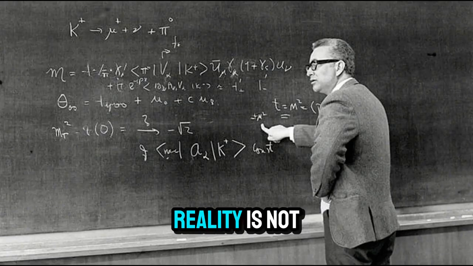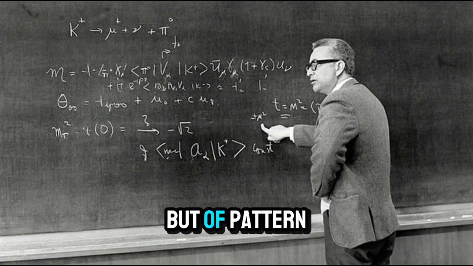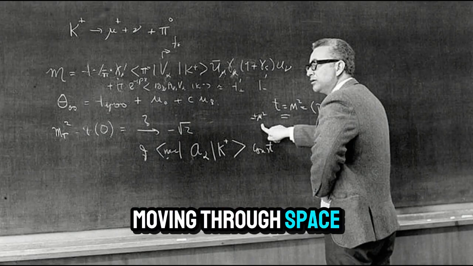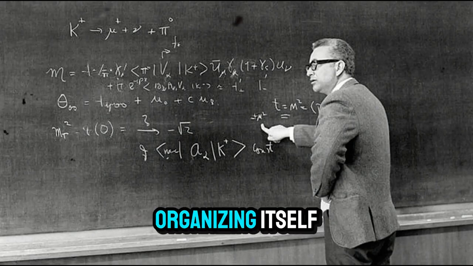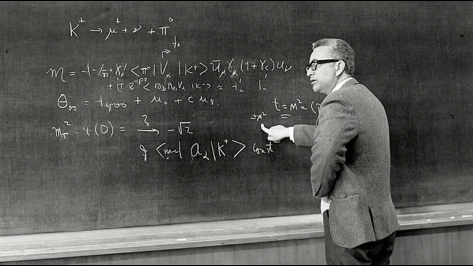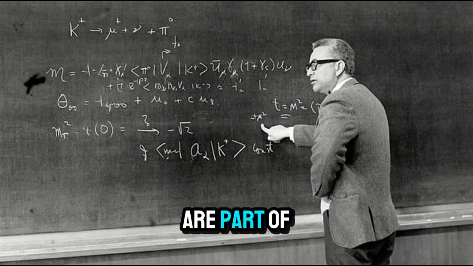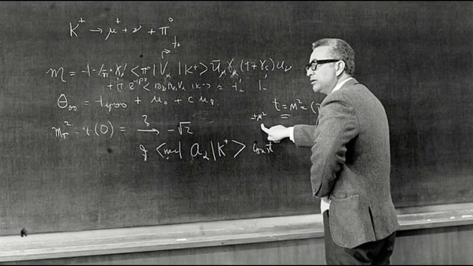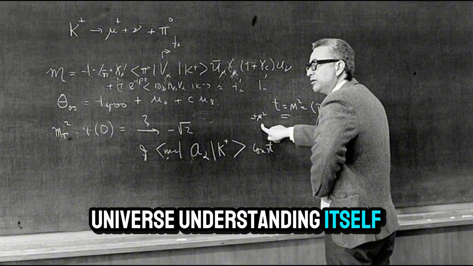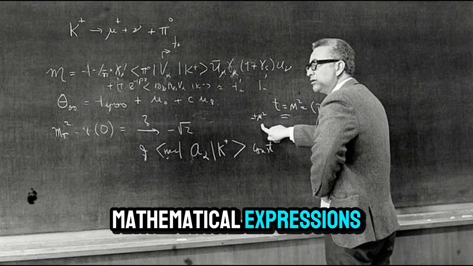Light reveals that reality is not made of things, but of relationships, not of substance, but of pattern, not of matter moving through space, but of information organizing itself according to the fundamental symmetries of space-time. And perhaps most remarkably of all, you, as a conscious observer capable of understanding these patterns, are part of this same information structure. When you comprehend the nature of light, you're experiencing the universe understanding itself through gauge theory, one of its own most elegant mathematical expressions.